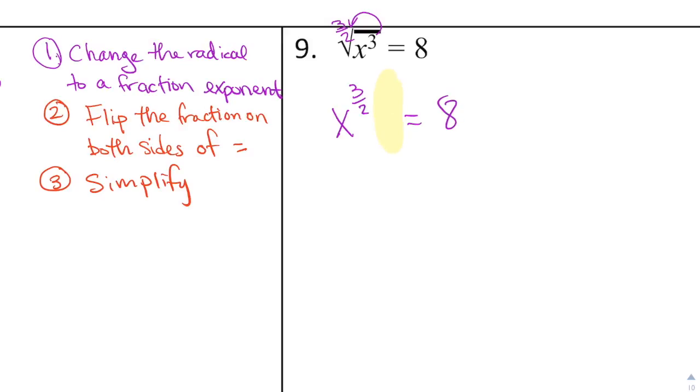Again, leaving a little space in between here because I know I need to work there. All right, number 1 says change the radical to a fraction exponent. Oh, did that. Flip the fraction on both sides. All right, so flip the fraction. I'm going to change colors. So 2 over 3, 2 over 3. All right, these cross cancel, which is what I want. So they're really going to reduce to a 1. So I have x. And then now it gets a little more complicated. I have 8 to the 2 over 3.